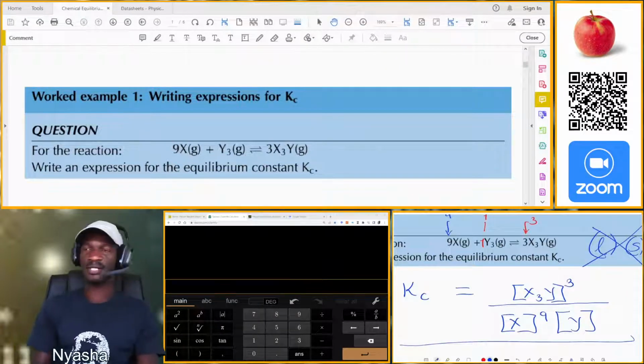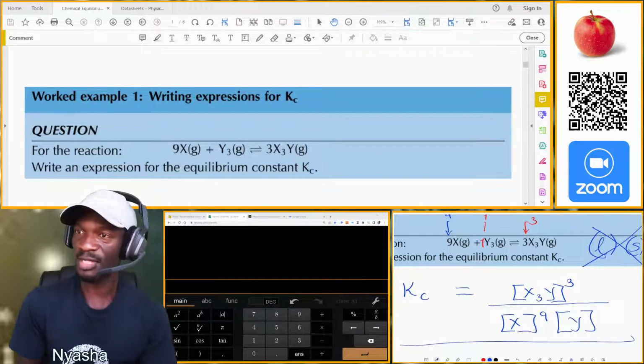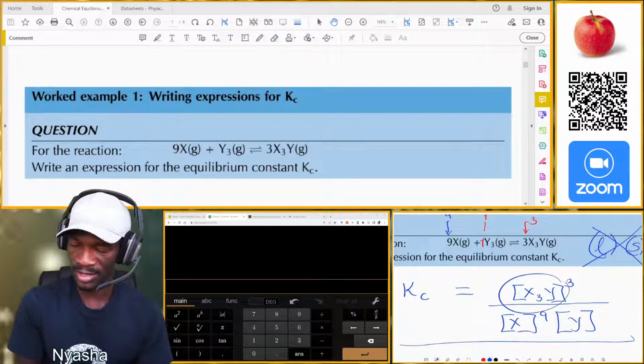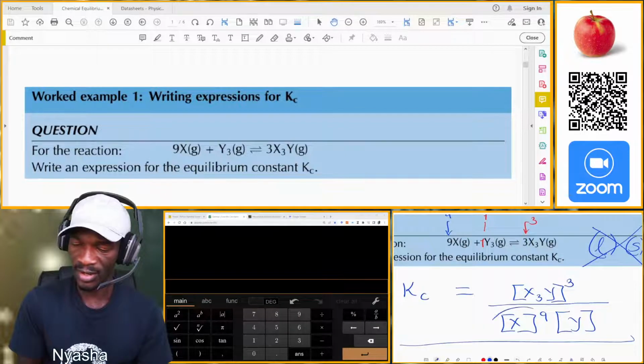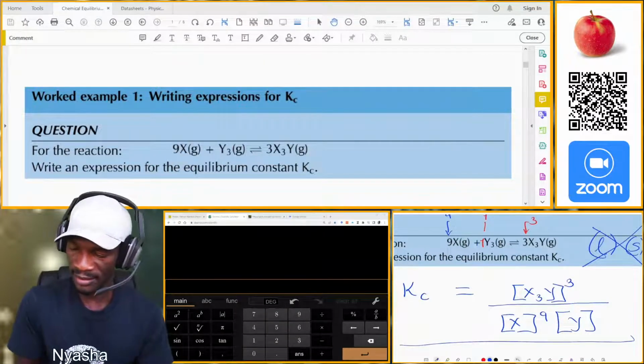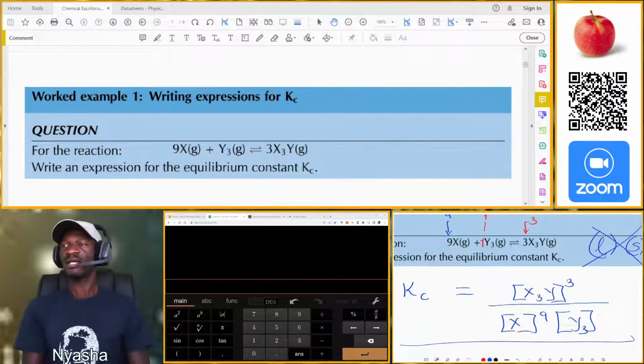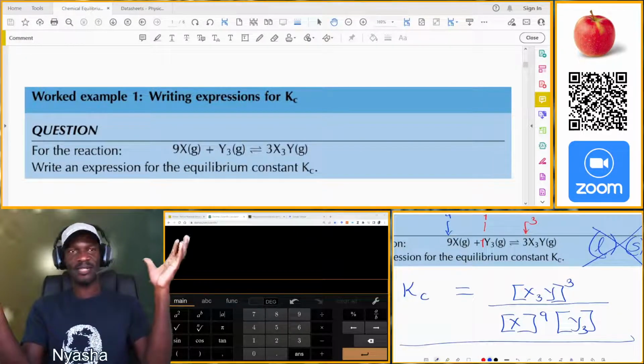I hope you did. So we've got our X3Y as our product, and it's raised to the power of 3 because we've got a 3 there. And then our X is raised to the power of 9 because we have a 9 there. And then our Y is raised to the power of 1 because we have a 1 there. So it's actually Y3. Okay, I guess this one was an easy one, wasn't it?